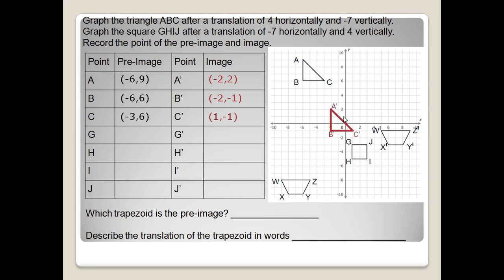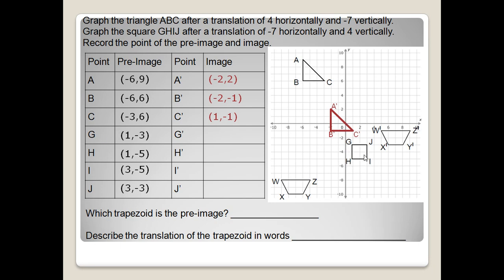And let's go ahead and draw our new image just like that. Make sure you have your notation for it to be your image. Let's go ahead and look at G. We figure out all of our points. Go ahead and fill them in.